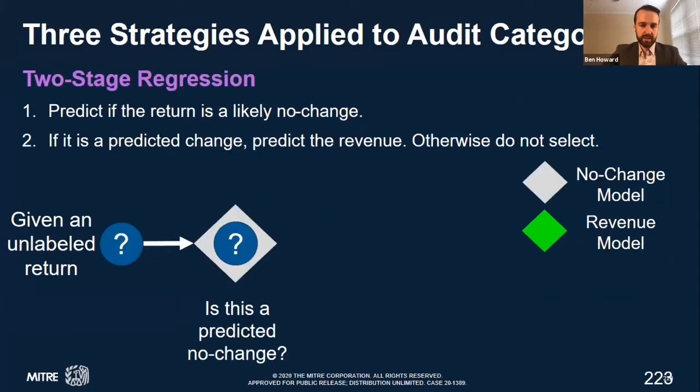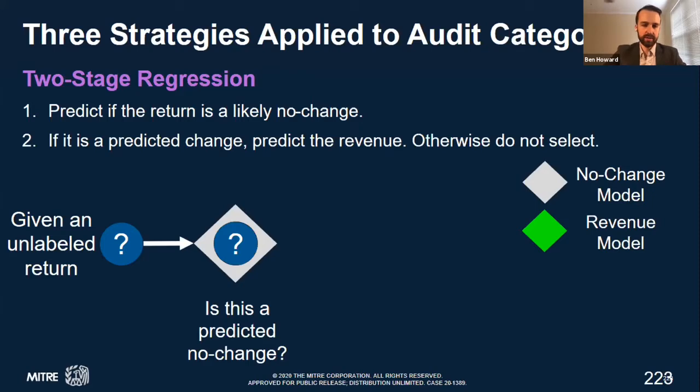The second strategy I will cover is what we call two-stage regression. This is similar theoretically to a Tobit model. And it's a two-step process, by which the first step is predicting if the return is a likely no change or not. We do this by using a binary classifier model such as logistic regression. And once we have the results of that, we have, is this return a likely no change or not?